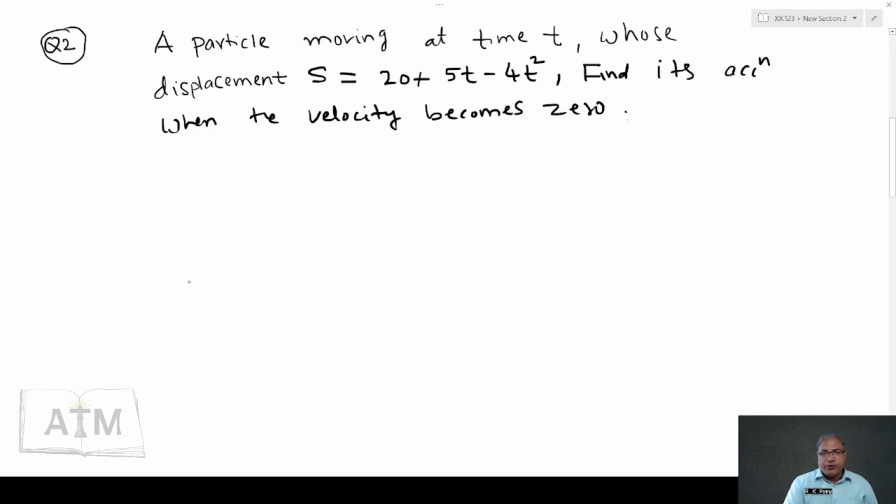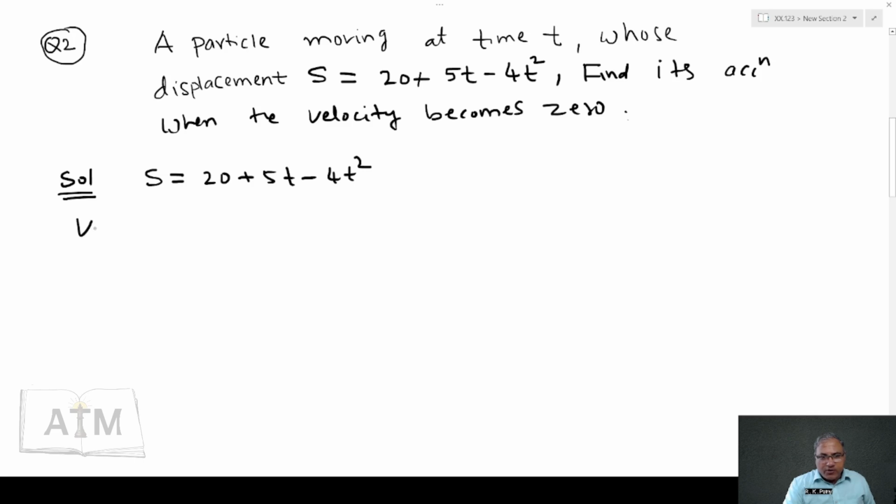Now question number 2. A particle is moving at time t whose displacement s equals 20 plus 5t minus 4t square. Find its acceleration when the velocity becomes 0. Solution. First of all, what is the displacement given? Displacement given s is equal to 20 plus 5t minus 4t square.